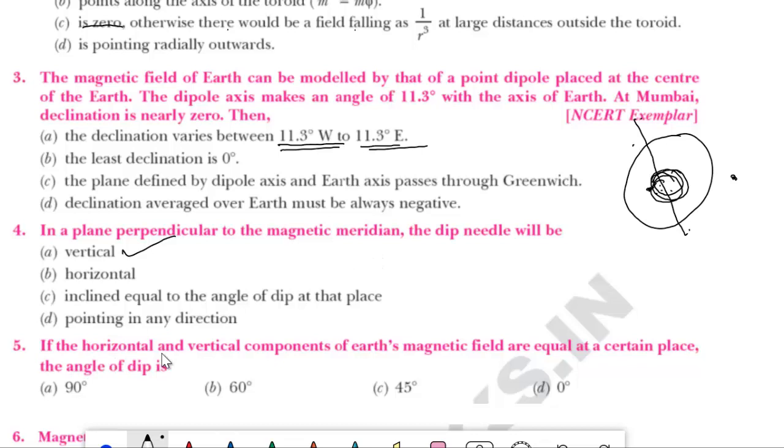Next one. If the horizontal and vertical components of Earth's magnetic field are equal at certain places, then the angle of dip is, what will be the angle of dip? Tan theta will be equal to BV by BH, which is equal to 1. Therefore, theta equals 45 degree.